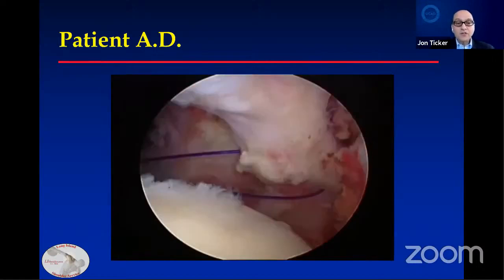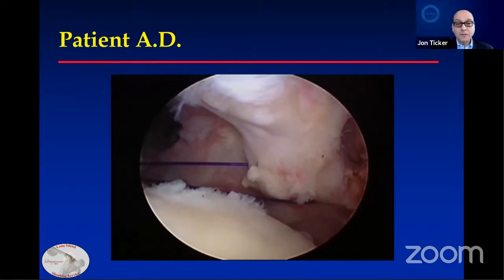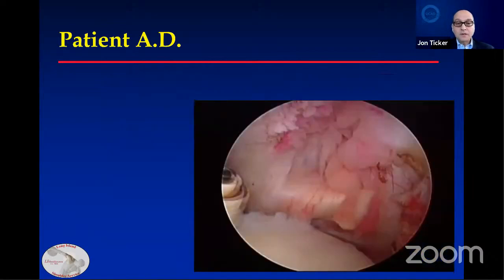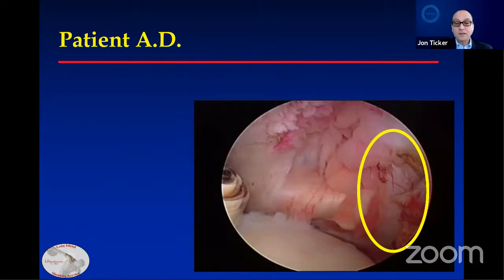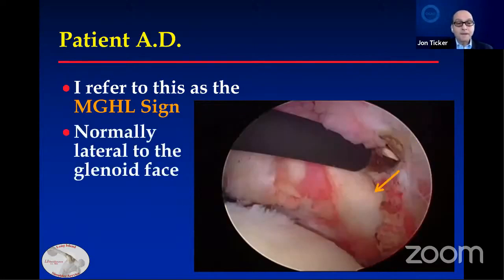I've now placed a traction suture, and I can now pull a little bit more on the subscapularis. And what that reveals is this structure, the middle glenohumeral ligament. In normal circumstances, this is lateral to the glenoid face, and I use that as a guide to what needs to be repaired. If I cannot see the middle glenohumeral ligament, I'm more than likely going to repair this subscapularis, as you can see it here under the arrow.